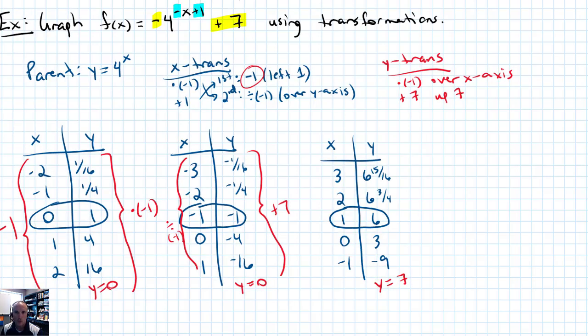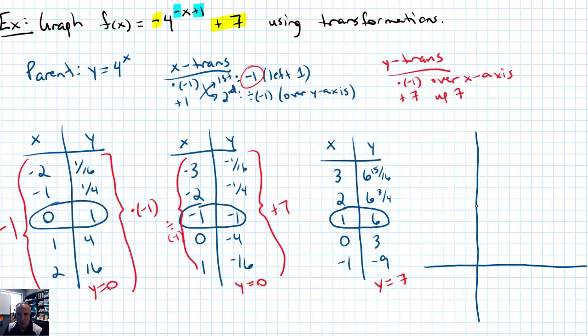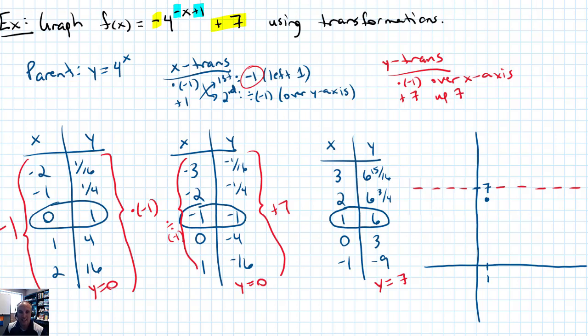So we can plot these points and we'll have the graph we're looking for. We can see that our graph occurs below y equals 7, and our x values aren't too bad, so I'll put my y-axis kind of in the middle here. And then I need to be able to access y equals 7, so I'll put my x-axis a bit lower. 1, 2, 3, 4, 5, 6, 7 is right there. Graph the asymptote. Let's plot our reference point at 1, 6, right here. And then let's plot the integer points. So 0, 3 is up here, and -1, -9 is way down there.